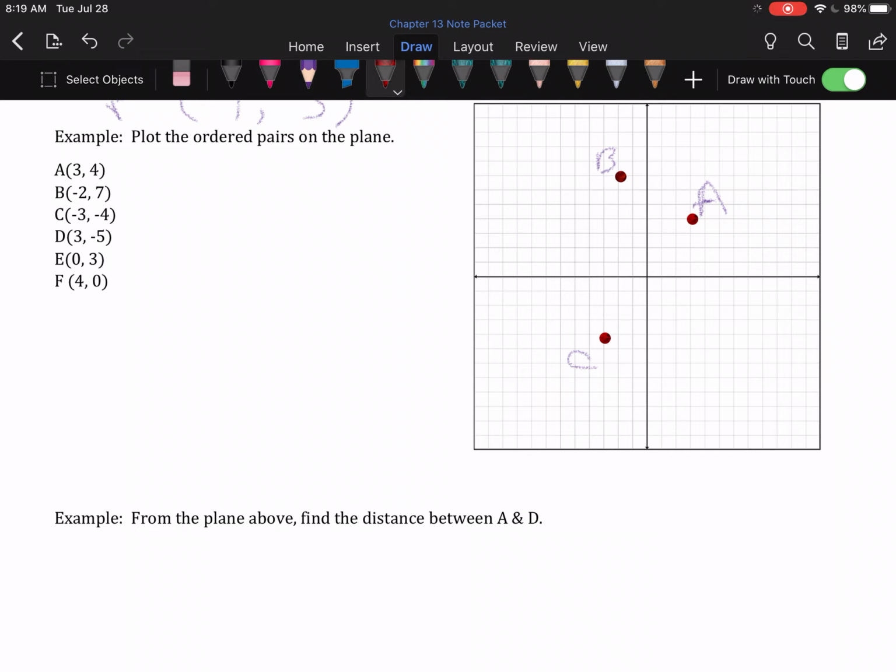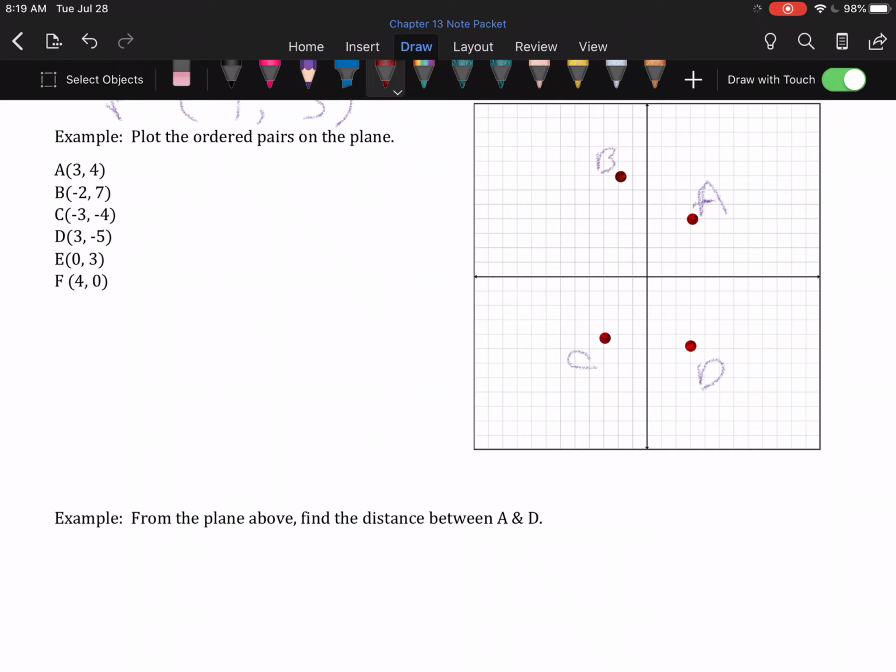D lives at 3, negative 5. So 3, negative 5 means right 3 and down 5. So right 1, 2, 3, turn and go down 1, 2, 3, 4, 5. That is nowhere near. Pardon me. Let me try plotting that again. Right 1, 2, 3, down 1, 2, 3, 4, 5. That's better. It can be kind of difficult sometimes on an iPad to get my points to land exactly where I'd like them.